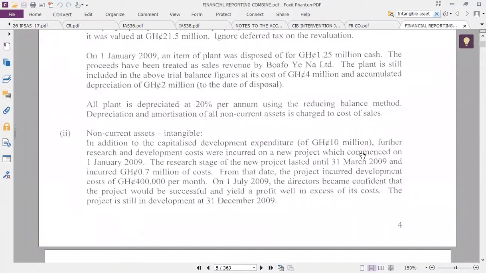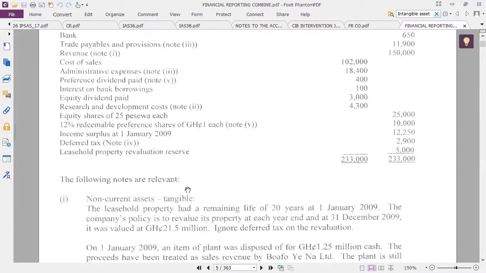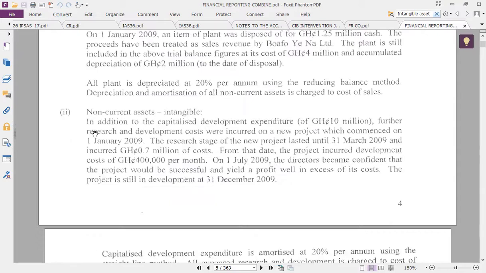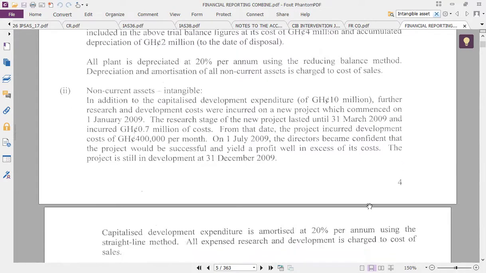Now, in addition to the capitalized development cost of 10 million, further, let's go to the balance. Intangible asset, capitalized development expenditure, 10,000 is here. So they started in 2009. The research lasted until 31st March 2009. So that one is 700,000. So this must be expensed in what? The P&L. They say it must be treated in the cost of sales. So add it to the cost of sales. That is what it informs us. Okay.